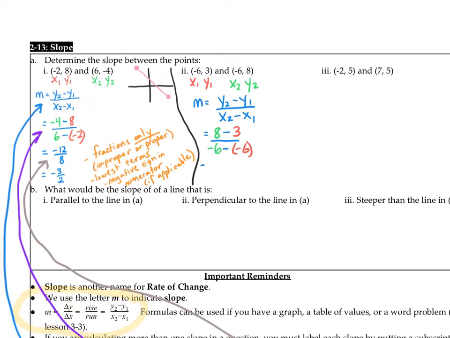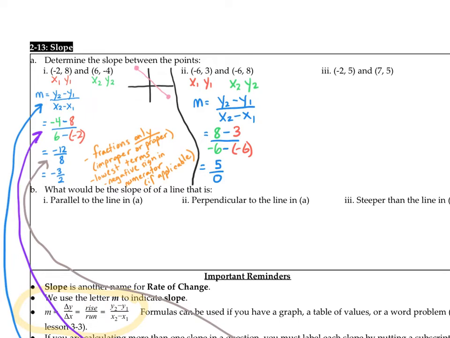Now we evaluate. In the numerator, 8 minus 3 is 5, and in the denominator, remember, subtracting a negative makes a positive. So negative 6 subtract negative 6 makes negative 6 plus 6. And negative 6 plus 6 is 0. So the denominator is 0. Now, if you tried typing in 5 divided by 0 in your calculator, you would get an error. And here's the reason why.